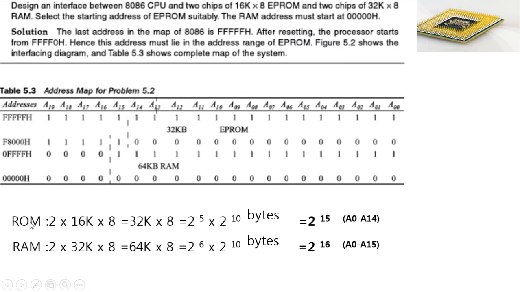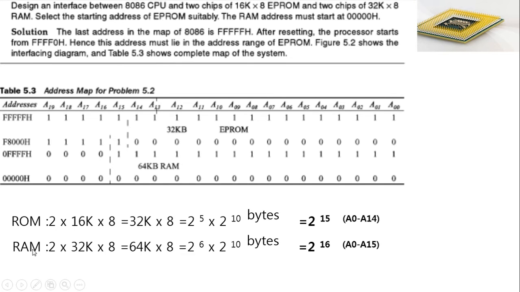Here the EPROM is 16K by 8, and two such EPROM units are given. So a total of 2 into 16K by 8, that is 32K bytes, are available in our ROM space. 32K means 2 raised to 15 bytes. So for addressing each of the bytes in this 2 raised to 15 bytes of ROM space, we take 15 bits of address information, A0 to A14.